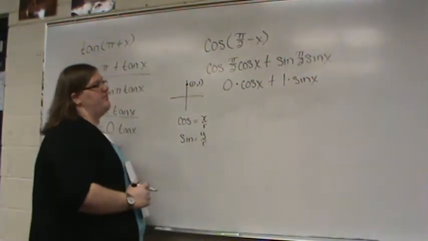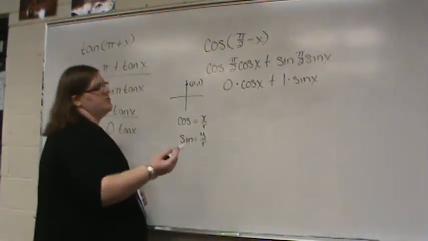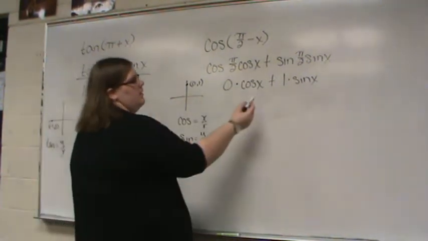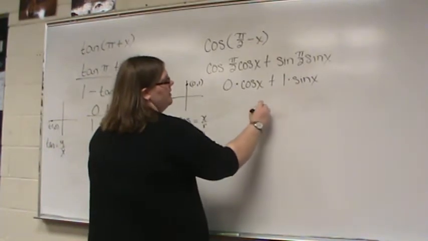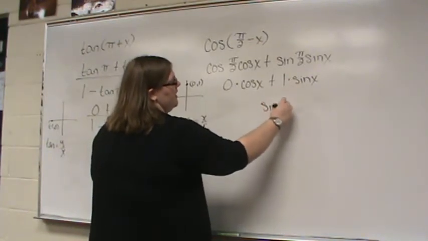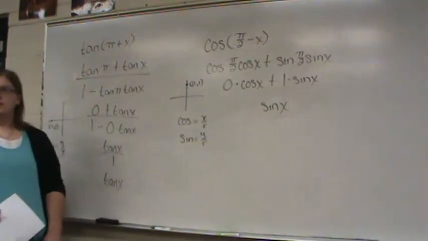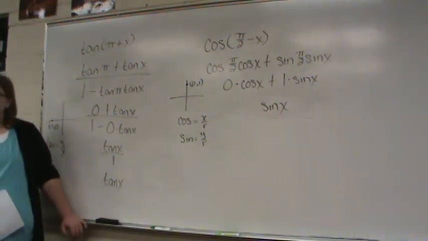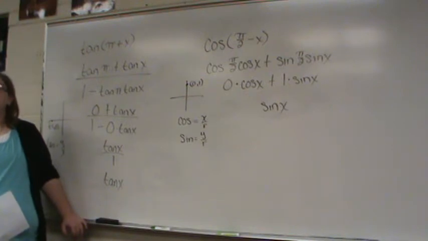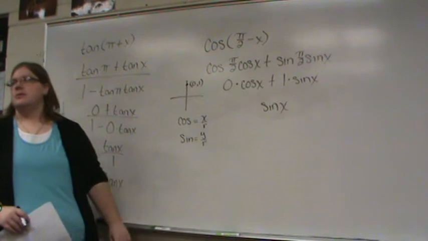So then when we simplify, we have 0 times cosine x, which is just going to be 0, plus 1 times sine x, so we just end up with sine x. Sine x is the answer. Yes, because you're just simplifying this.